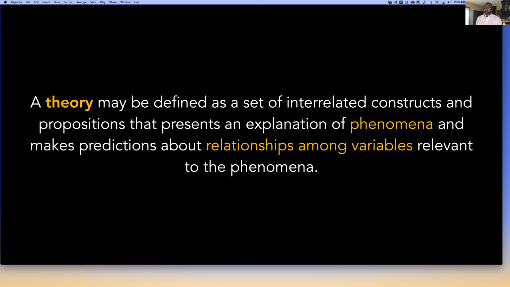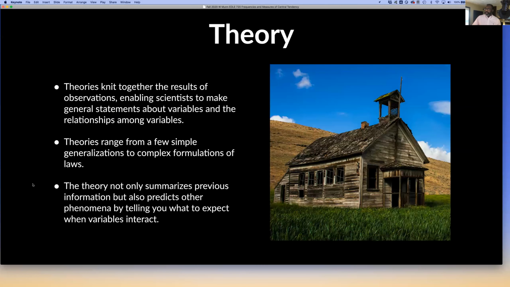The research institution where I work is an anti-poverty think tank, and so we're always interested in how to improve the lives of North Carolinians. But there may be more specific theories that you all hold on a day-to-day basis as principals, as administrators, as teachers, and that's at the very base what theories are. They knit together the results of observations and enable scientists, and each of us are social scientists, so dub yourself a scientist, to make general statements about variables and the relationships between them.